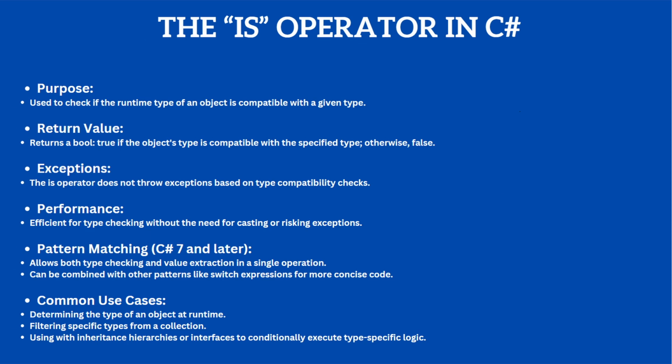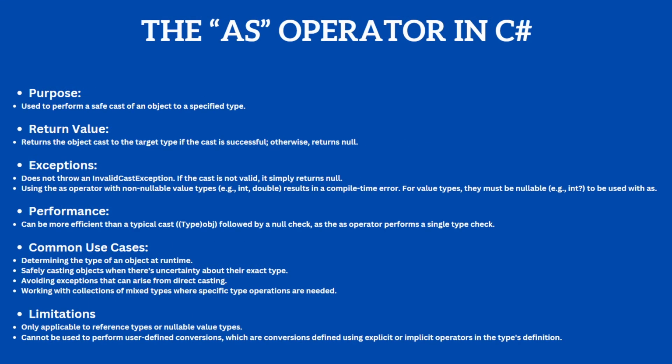Now let's go over the as operator quickly before we get to the code examples. Its purpose: it is used to perform a safe cast of an object to a specified type. It returns the object cast to the target type if the cast is actually possible, and otherwise it returns null. When it comes to exceptions, this is quite important as far as the as operator is concerned. It does not throw an invalid cast exception, and if the cast is not valid, it simply returns null. So this is something quite important to remember.